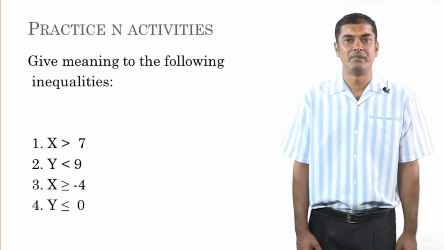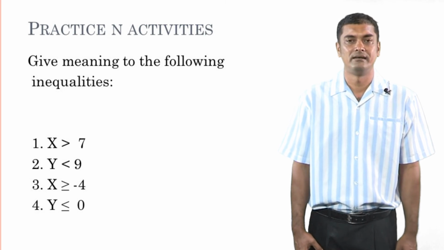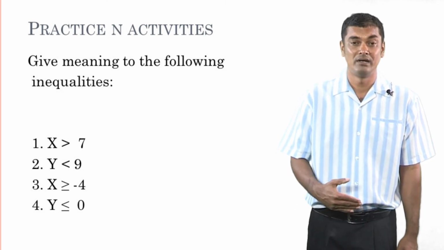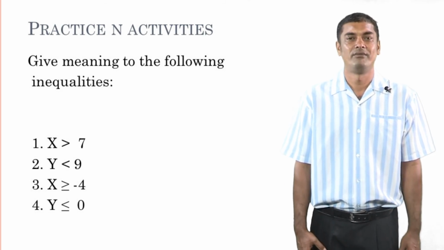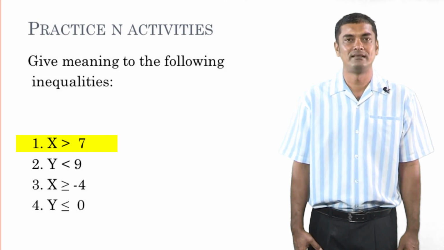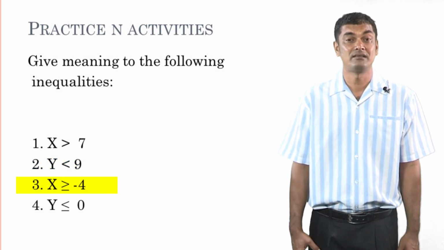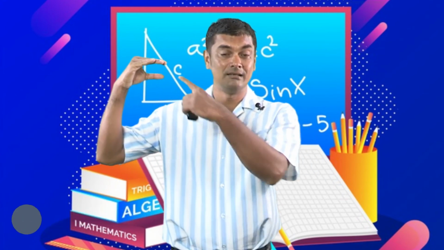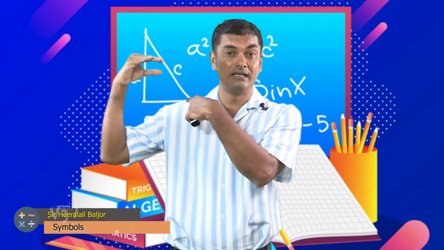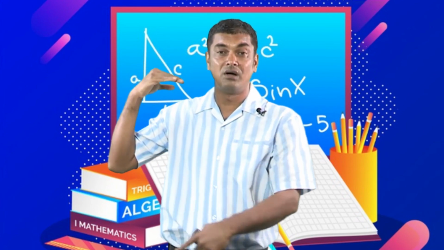So let us get into some practice activities capturing the inequalities that we have learned earlier. That is the less than, more than, less than and equal to, and more than and equal to. Let us give meaning to the following inequalities. x is greater than 7. y is less than 9. x is greater than or equal to minus 4. I want you to remember what we have said. The inequality sign, where the big side is pointing to is the largest number. The small end points to the smallest number.